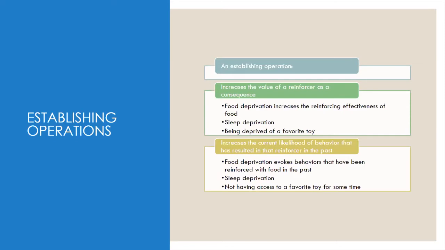Establishing operations are a type of motivating operation that increases the value of a reinforcer as a consequence. Some examples could be food deprivation, sleep deprivation, and being deprived of a favorite toy. Not having access to these types of items may increase the value of the reinforcer when you eventually get them.